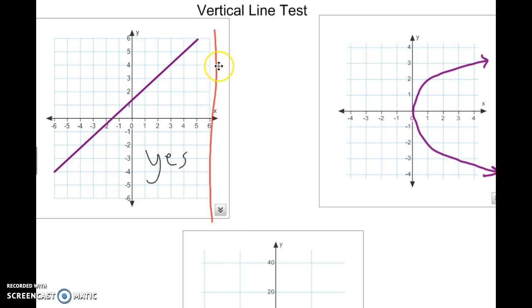If the vertical line at any point crosses in more than one spot, like here, you can see temporarily this crosses in a couple different spots. It crosses right there and it crosses right there, the same x value. So this is not a function. I would say no, this is not a function. It's a relation, but this purple graph is not a function because it doesn't pass the vertical line test. There are many points where a vertical line would cross in more than one spot.